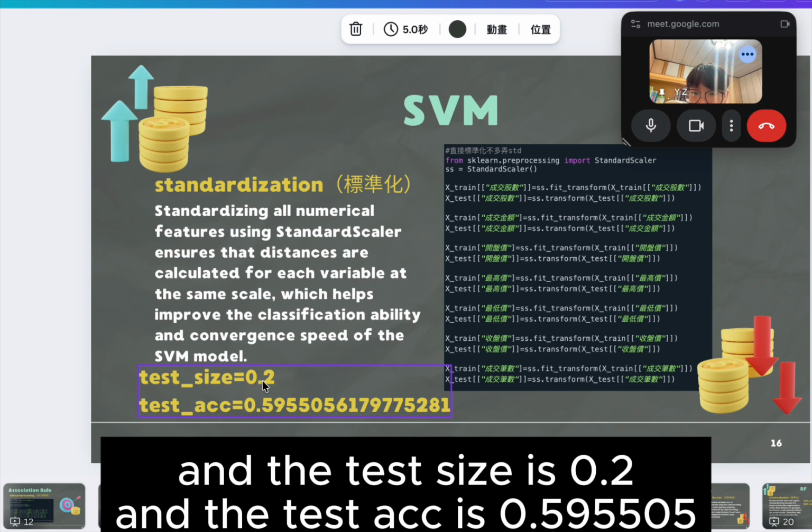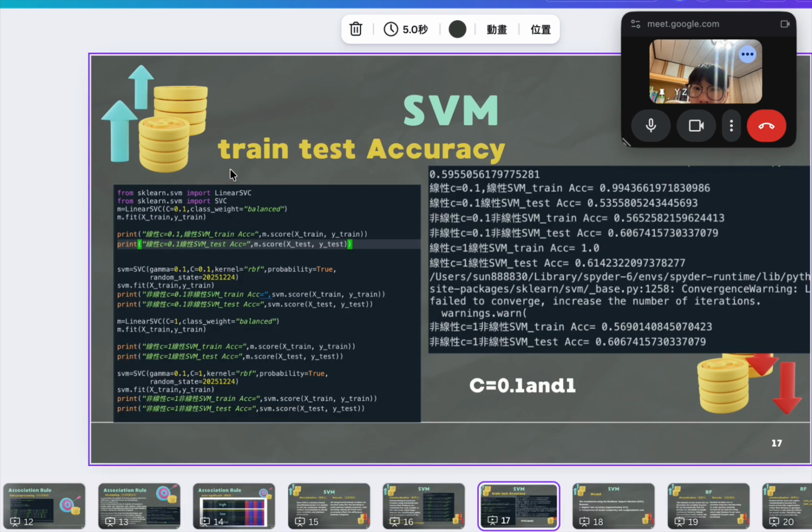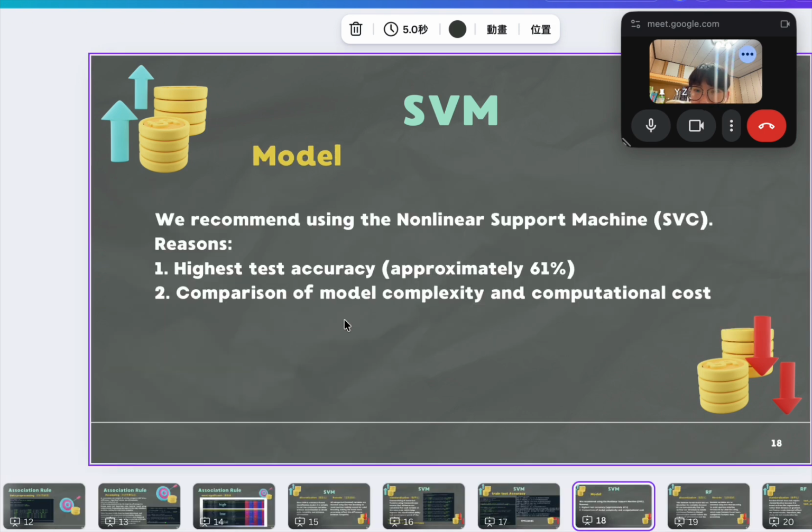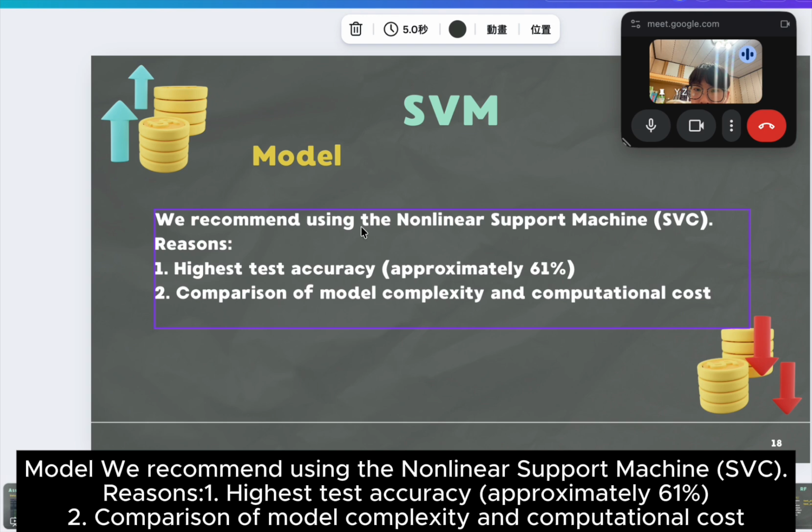The test size is 0.2 and the test score is 0.595505. And the training test accuracy is this, and C uses 0.1 and 1. For the model we use the normal SVM result. The highest test accuracy is 61% compared with other models and computing costs.